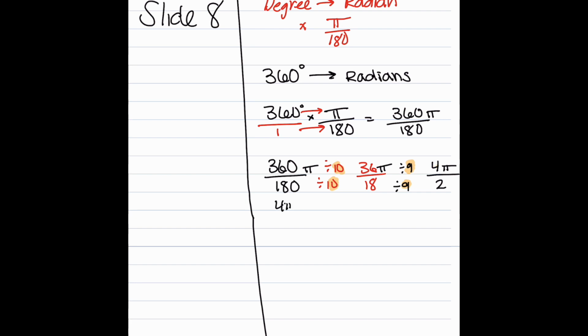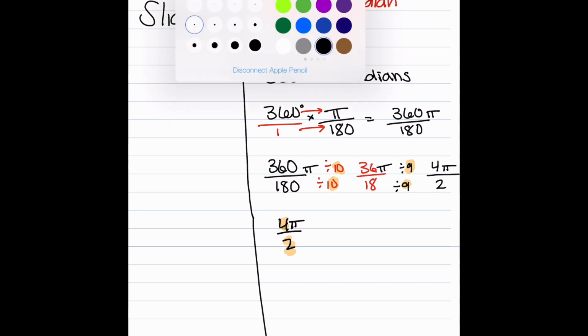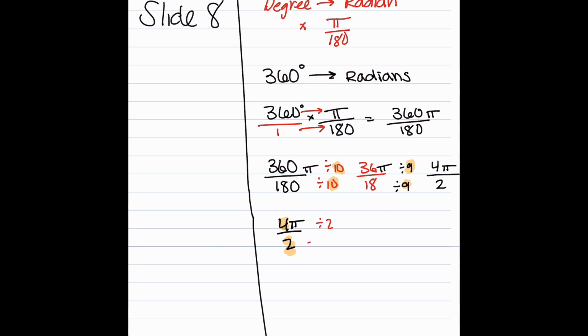So now I have 4 pi over 2. I'm just going to rewrite it here, kind of move it out of the way a little bit. And I can still keep reducing this. I can divide 4 and 2 again. I could divide both by 2.